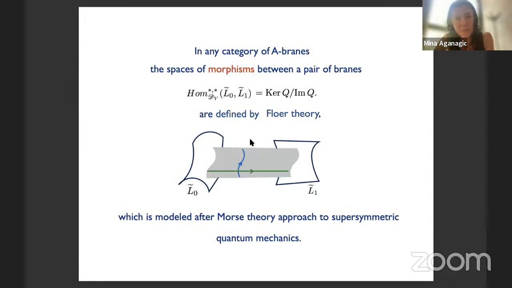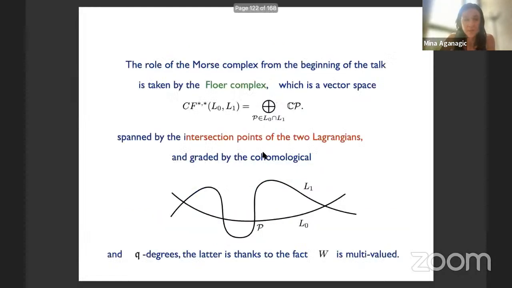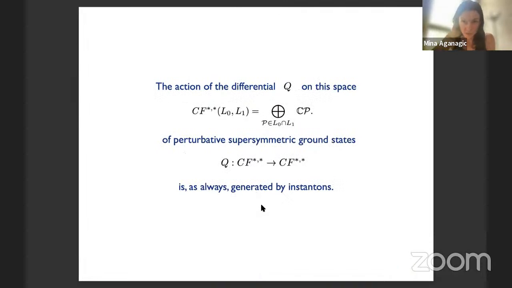In any category of A-branes, spaces of morphisms between pairs of branes are defined by Floer theory, which is modeled after Witten's approach to supersymmetric quantum mechanics from the beginning of the talk. The role of the Morse complex is taken by the Floer complex, which is a vector space spanned by the intersection points of Lagrangians and graded by homological and equivariant degrees. The equivariant gradings come from the fact that W is multivalued. The action of the differential on the space is generated by solutions to flow equations, instantons.